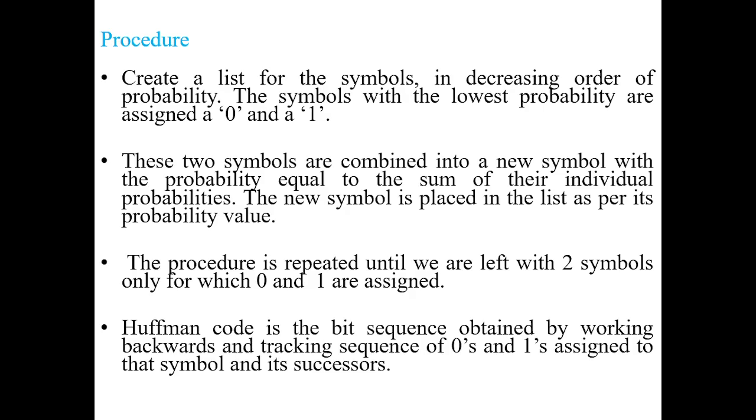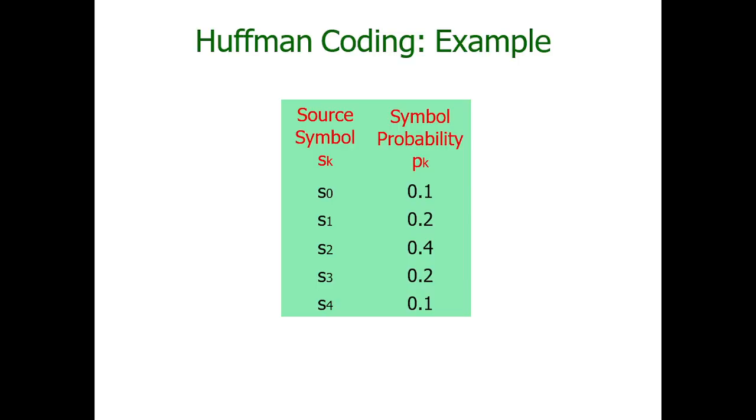This is the procedure for Huffman coding. We have to create a list of symbols, represented in decreasing order of probability, and the last two symbols should be assigned zeros and one. Then we choose the last two symbols and combine them to form a new symbol with probability equal to the sum of the individual probabilities. This procedure is repeated until we are left with two symbols only, for which zeros and ones are assigned. So the Huffman code is a bit sequence obtained by working backwards and tracking the sequence of zeros and ones assigned to that symbol and its successors.